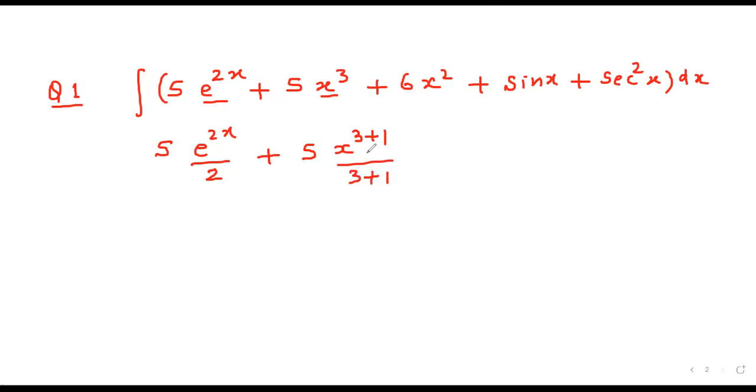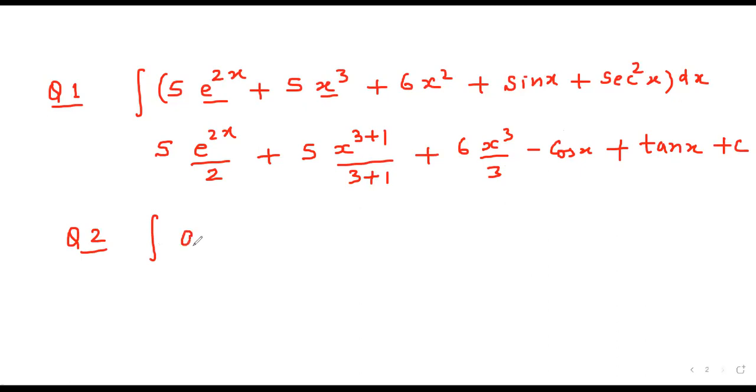That can be simplified to x power 4 divided by 4, plus integration of 6x cube divided by 3, minus... integration of sin x becomes minus cos x, and integration of sec square x is tan x plus c. Now consider the next question.